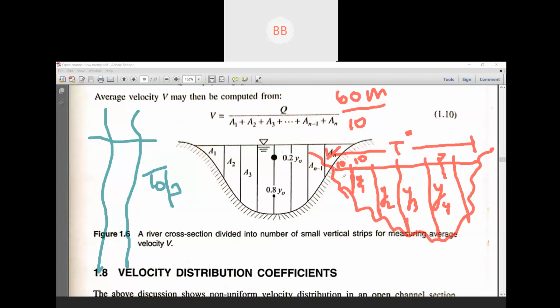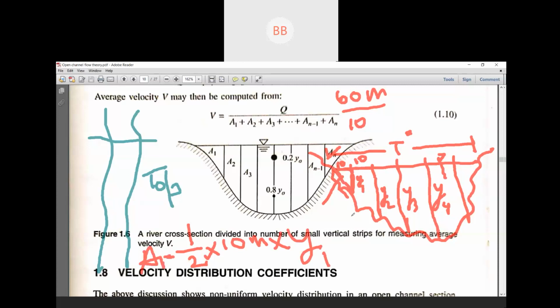Now we need to find out the area. As this is an irregular shape, we consider the first section to be a triangular section. Then we use the equation of area, half into base, into altitude. The base is already 10 meters, multiplied by whatever depth we have measured, and that will give us the area of that first section.